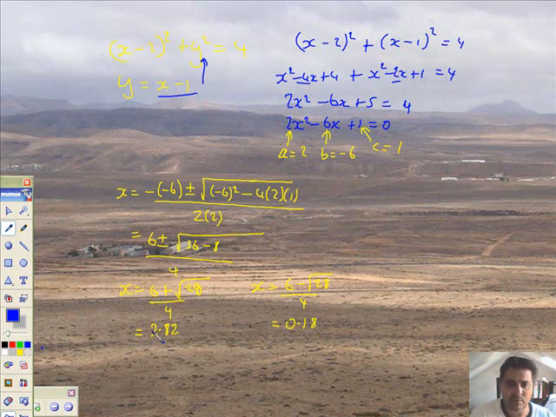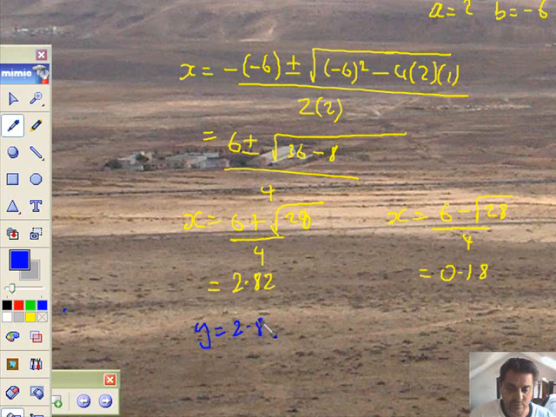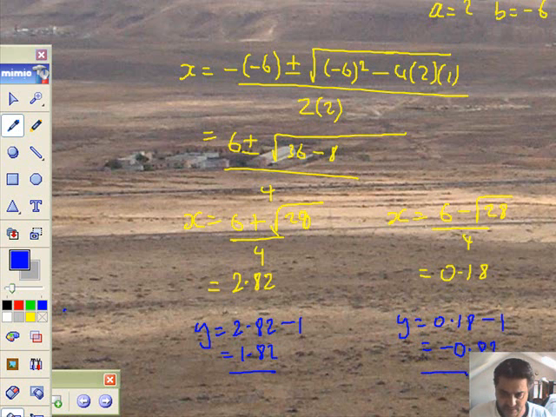Hopefully they stand out in blue. I've got y equals x minus 1. So therefore y equals 2.82, that's the x, minus 1. I can do that in my head, 1.82. And here I've got y equals x minus 1, which is 0.18 minus 1, and that I don't want to do in my head. 0.18 minus 1, I have got minus 0.82.